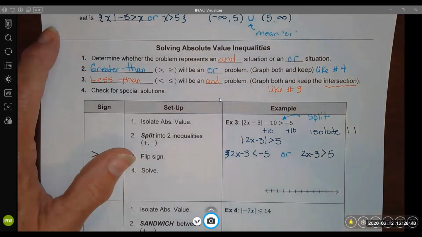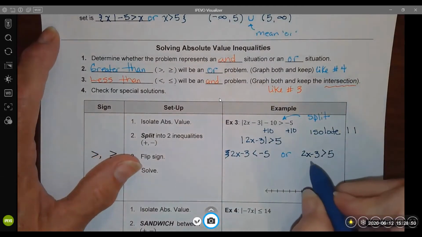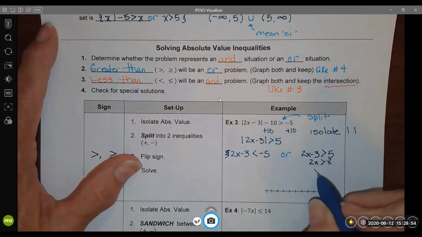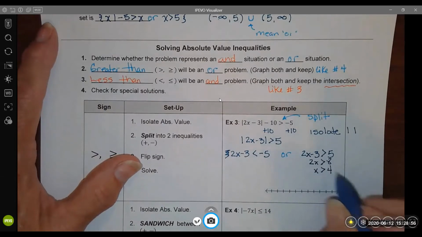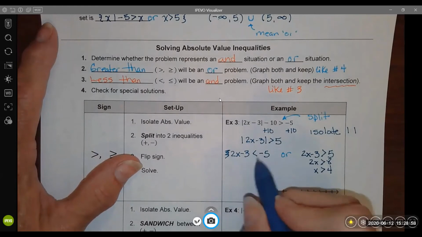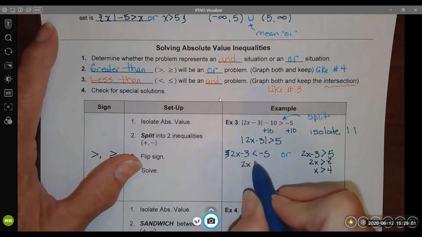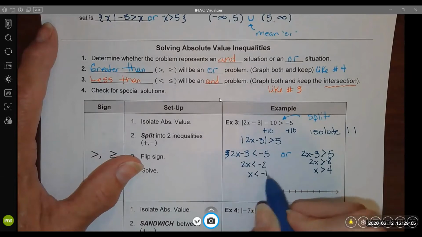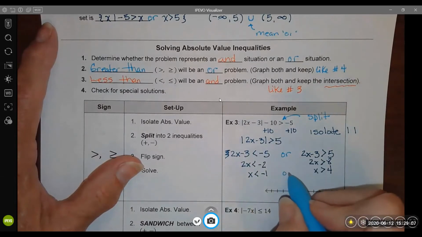All right, so from here, we just solve our equation the way we normally would. This gives me 2x is greater than 8, or x is greater than 4. This equation, if I add 3 to both sides, gives me 2x is less than negative 2, x is less than negative 1, and I'm still carrying this "or" statement here.